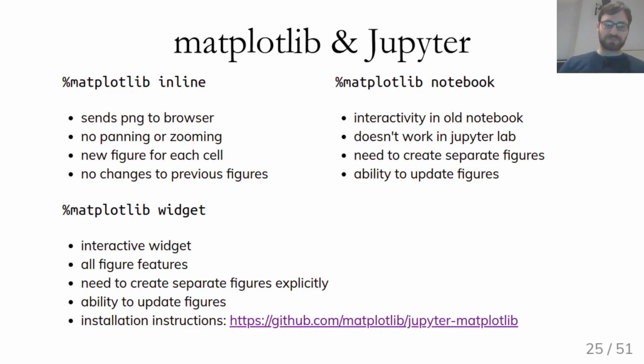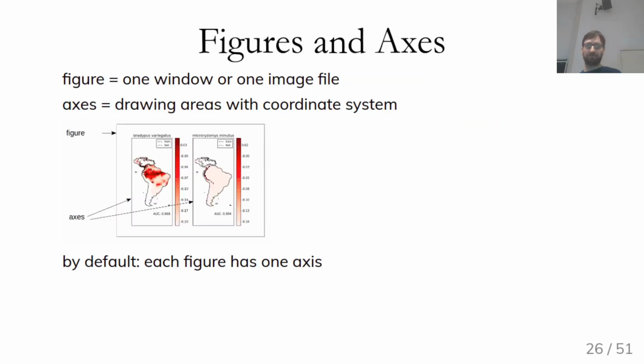All right, so now we finally have imported and set up our Matplotlib. Very briefly, some terminology. The two main objects that you're working with are figure and axis. The figure is usually like one window if you pop it up, or one image file, or one interactive thing in the browser that has its own GUI. And an axis is a drawing area that has its own coordinate system.